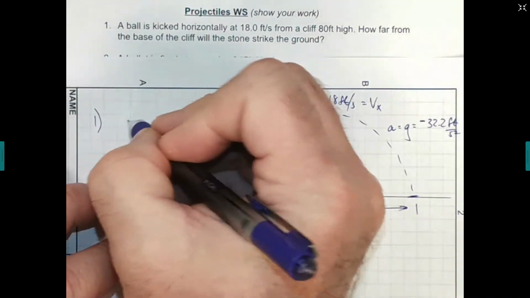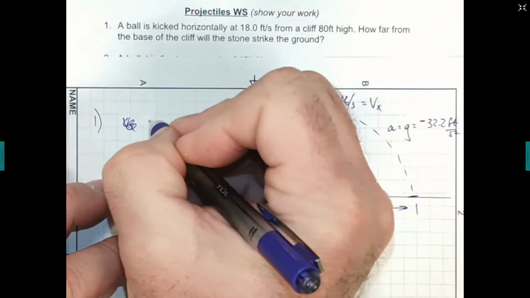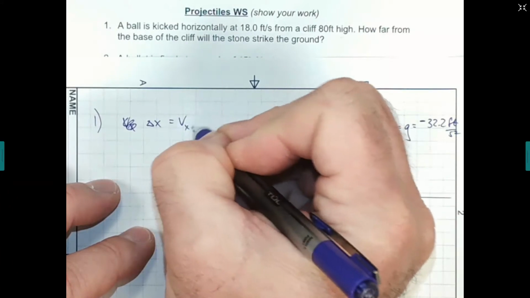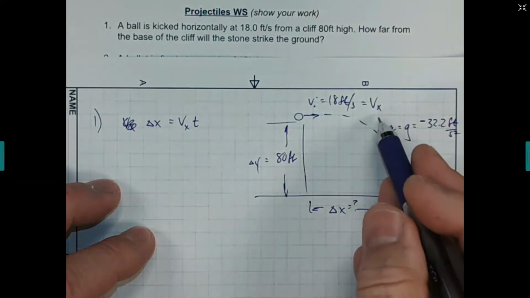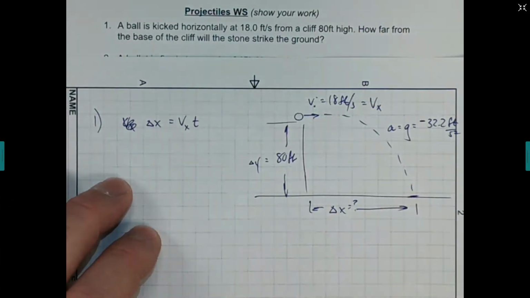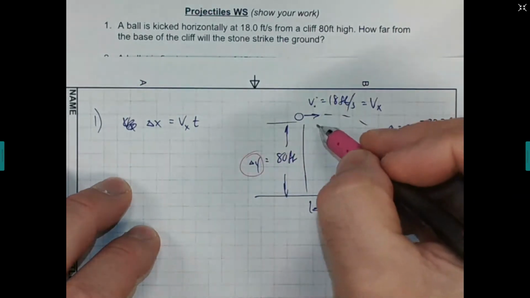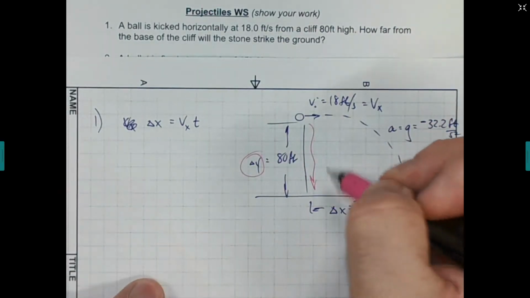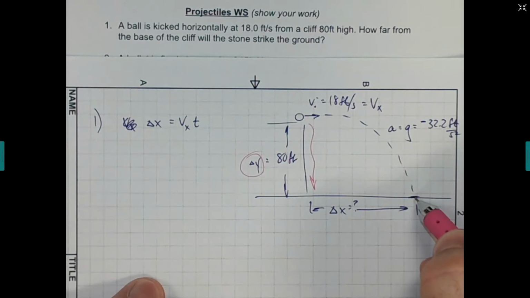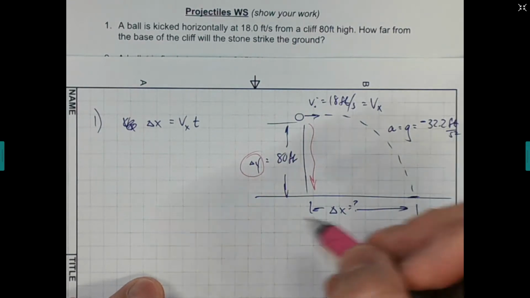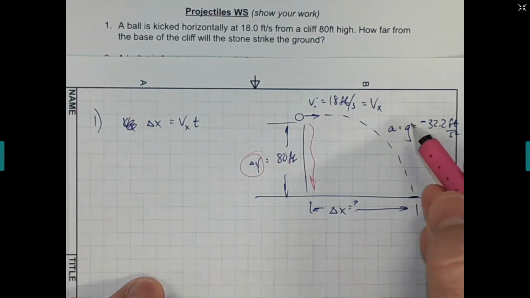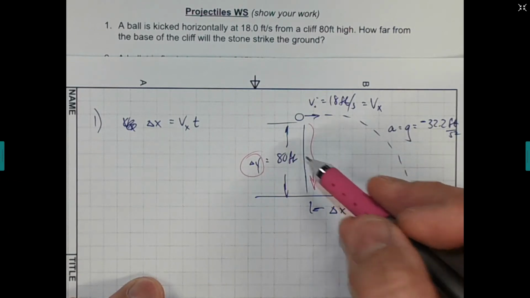So really what I'm trying to do is say that delta x, what I'm looking for, is Vx times t. I have the Vx, I don't have the t. So for the t, I have to look in this y direction. How long it took me to fall that far is the same time it takes me to travel this far out horizontally. If we look at this, we know the acceleration, we know my change in position.